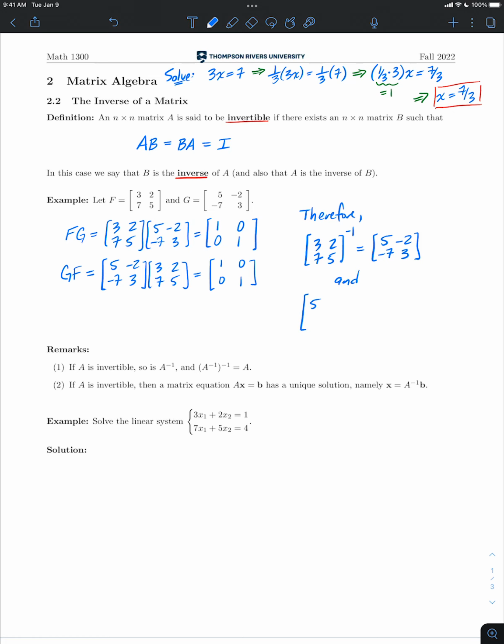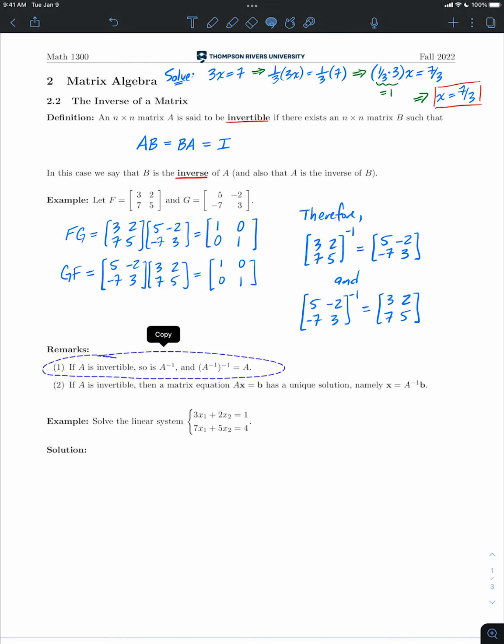And like I said, this works two ways. You can say that the inverse of this matrix, 5, -2, -7, and 3, is actually 3, 2, 7, 5. So F is the inverse of G, and G is the inverse of F. All right, so let's make a couple of comments, and we'll actually see where this is useful. The first one, we've kind of already said, but let's say it once more for the record.